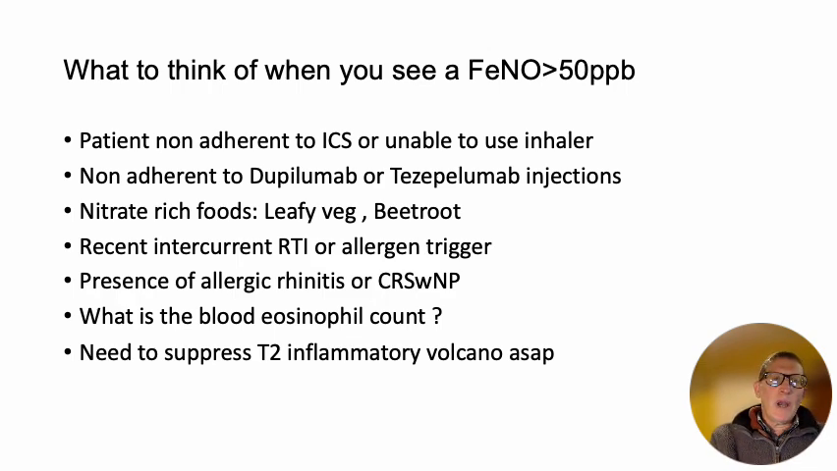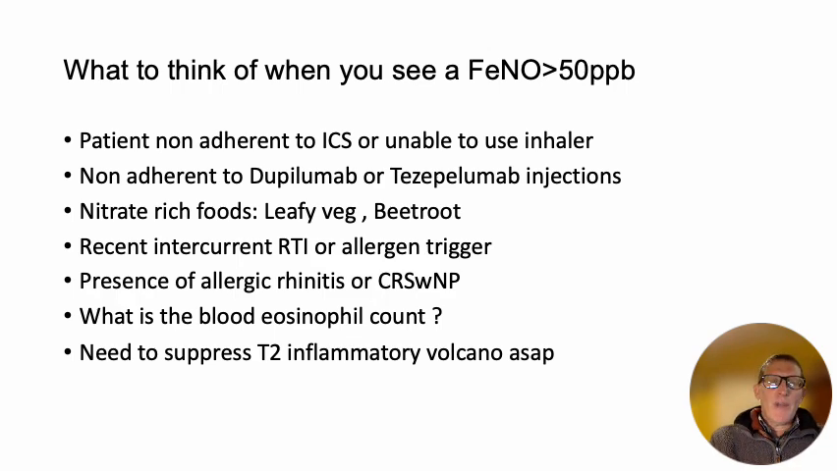Secondly, if they're on a biologic, such as dupilumab or tezepelumab, which suppresses downstream IL-13, are they actually taking it if they're on home care? Because just because you've got it in your cupboard doesn't mean that you're actually stabbing yourself with it. Has the patient been taking nitrate-rich foods? Has there been a recent undercurrent respiratory tract infection or an allergen trigger, for example, that could lead to it being elevated? Has the patient got upper airways disease? And the obvious question is as well, what's the other type 2 biomarker in terms of the blood eosinophil count?